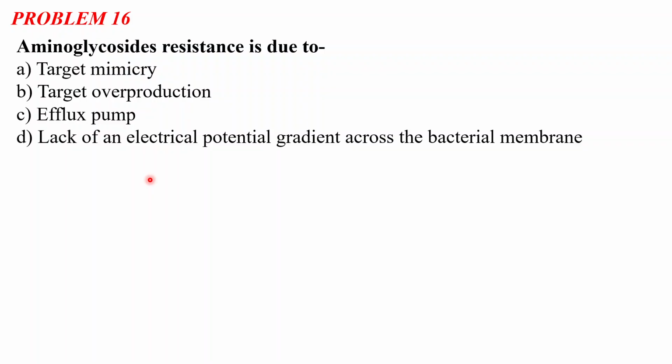Which of the following will be the correct answer for this problem? A, B, C, or D? Aminoglycoside resistance is due to target mimicry, target overproduction, efflux pump, or lack of the electrical potential gradient across the bacterial membrane. Let me know which of the following you think is the correct answer. I will wait for a minute, then I will check the chat box.